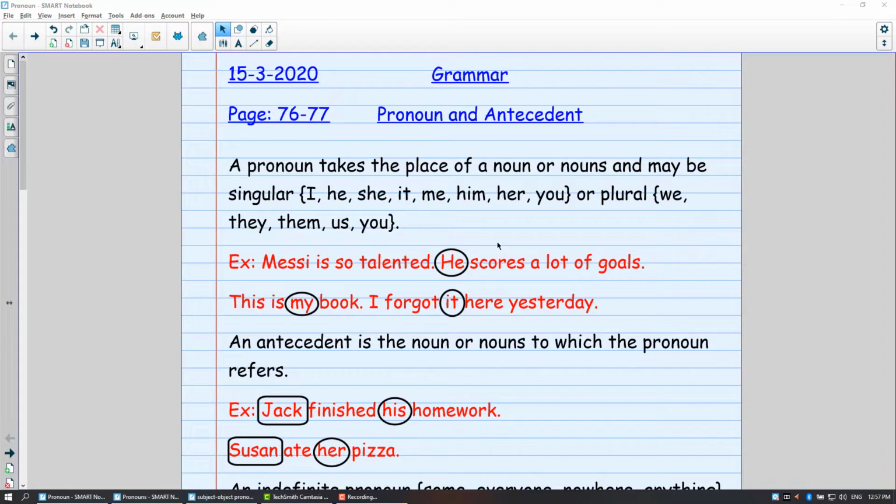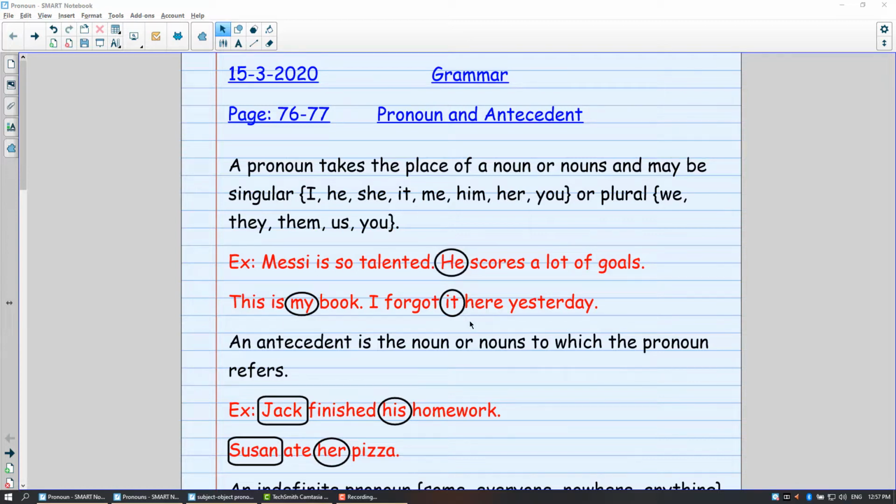Subject pronoun. Another example, this is my book. I forgot it here yesterday. So my is the pronoun, but with a different type, which is possessive pronoun, because the book belongs to me. So I have to say my book, possessive pronoun.